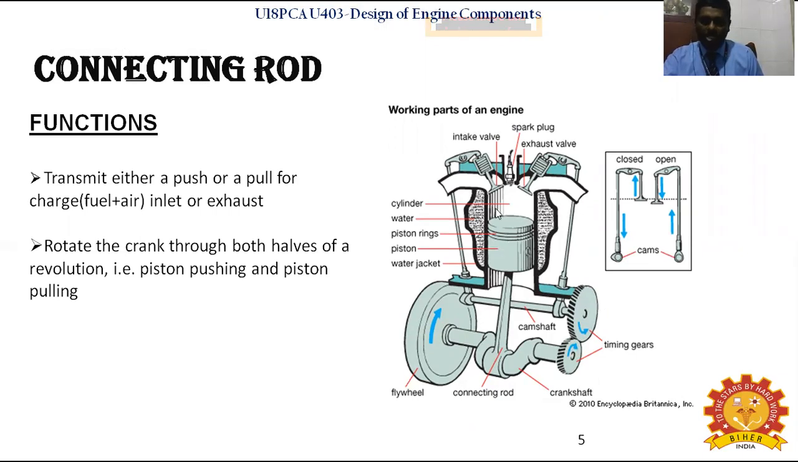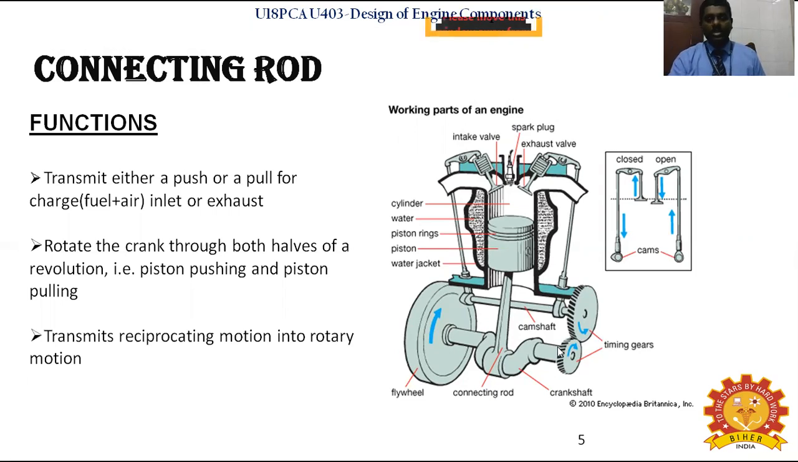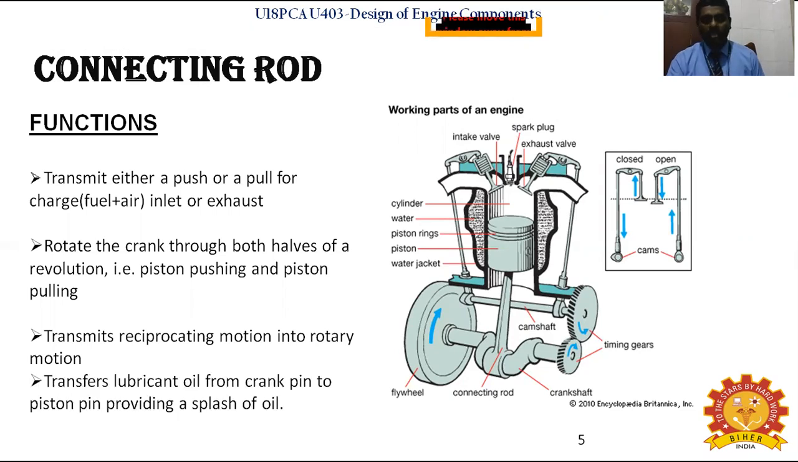So once the combustion is happening from the power stroke, you are going to make motion of the connecting rod, converting reciprocating motion into rotary motion. That is its main function. Also another function is that the lubricant oil from the crank pin to the piston pin will provide a splash of oil.